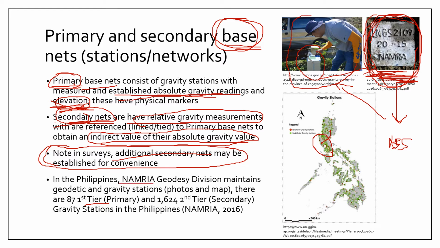Okay, so Namria maintains all these base stations. As of 2016, we have a total of 87 primary base stations around the Philippines, and we also have 1,624 secondary base stations. Okay, so this is a map of all the gravity stations in the Philippines. It's quite small, but it's good to be aware that there is such a thing as gravity base stations. And you have to visit those when you are doing a gravity survey to calibrate your equipment.